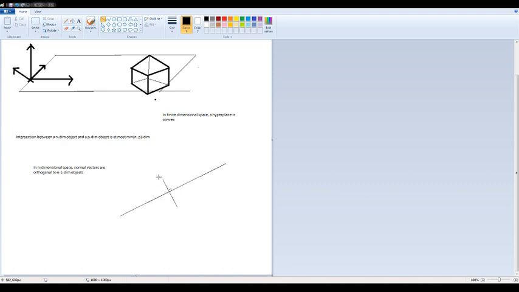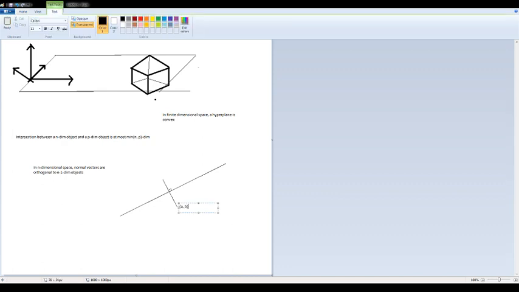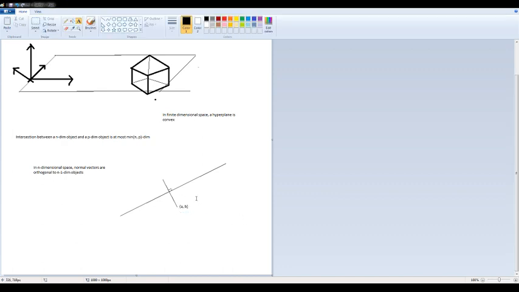Alright. So this is our normal vector, and it's normal to this line here. This normal vector has coordinates, because it's a 2D vector. You could call it AB, normal vector AB. So you could define the line as every vector that is orthogonal to AB. Pretty straightforward, right?